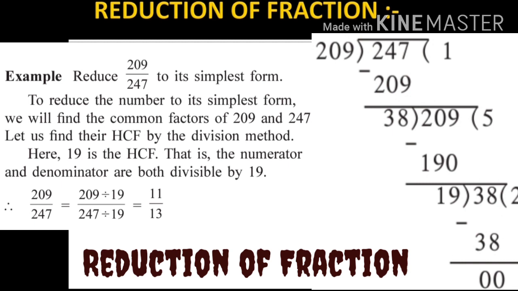247 divided by 209 we get remainder 38. Again 209 divided by 38 we get remainder 19. 38 divided by 19 we get remainder 0. So 19 is the HCF. The numerator and denominator are both divided by 19. Then we get 209 divided by 19 upon 247 divided by 19, which is equal to 11 upon 13. So by HCF we can find the reduction of a fraction.